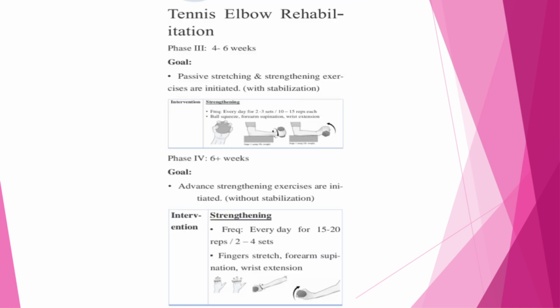Tennis elbow rehabilitation phase 3 is of 4 to 6 weeks. The goal is passive stretching, and strengthening exercises are initiated with stabilization. These are the exercises that we do with the help of dumbbells. And phase 4, the last phase, is 6 plus weeks. The goal in this phase is to do advanced strengthening exercises without stabilization. The frequency is 15 to 20 repetitions every week, 2 to 4 sets.